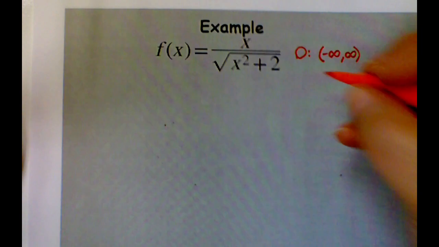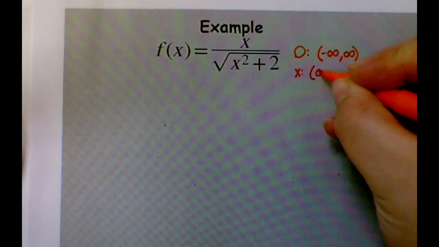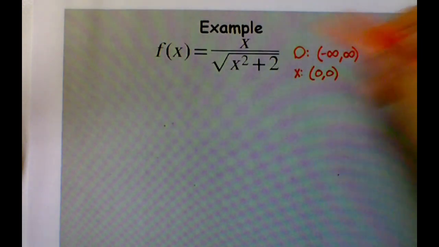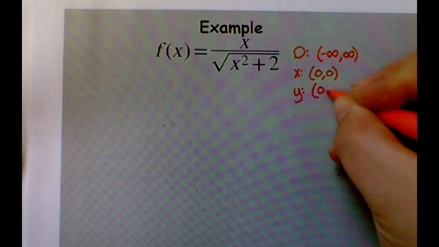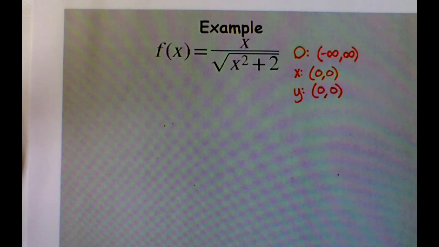We can find our x-intercepts. Well, our only one is going to be (0, 0), because that's what makes the numerator 0. And if I plug in 0 for x, I also get 0, making my y-intercept (0, 0).